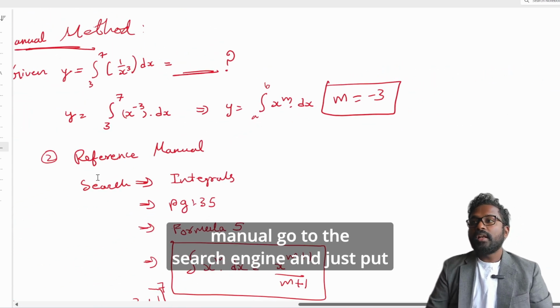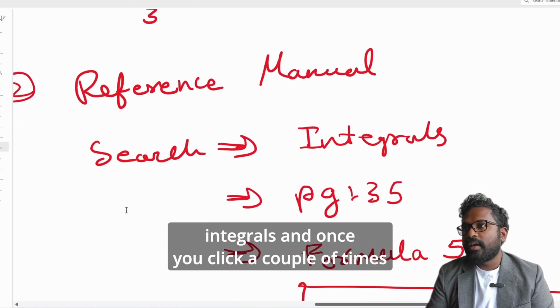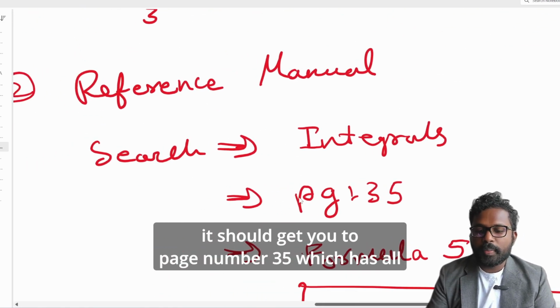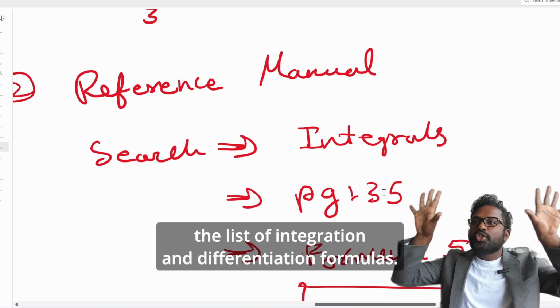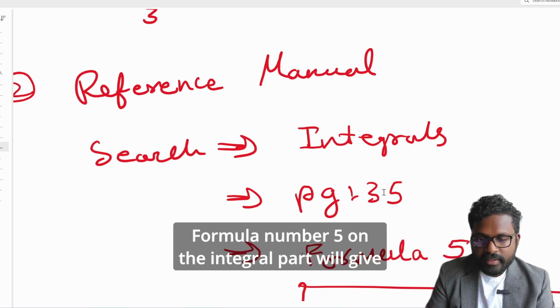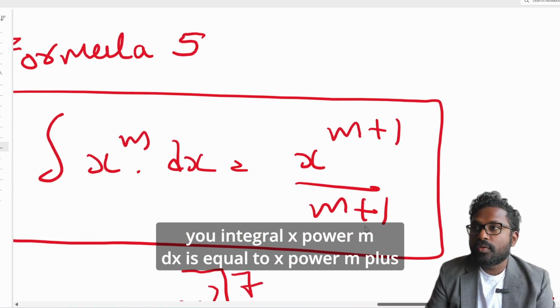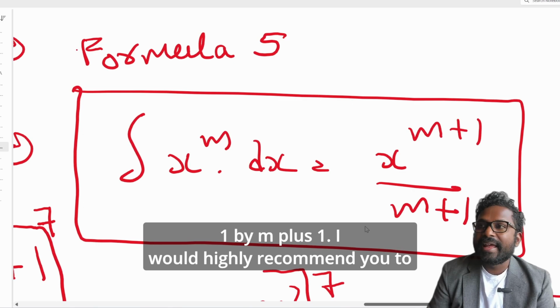So go to your reference manual, go to the search engine and just put integrals. Once you click a couple of times, it should get you to page number 35, which has the list of integration and differentiation formulas. Formula number 5 on the integral part will give you the integral of x power m dx is equal to x power m plus 1 by m plus 1.